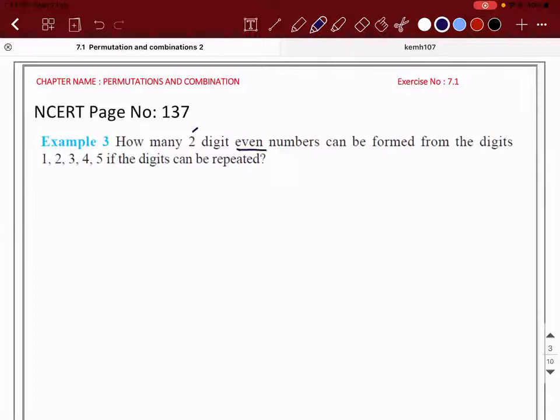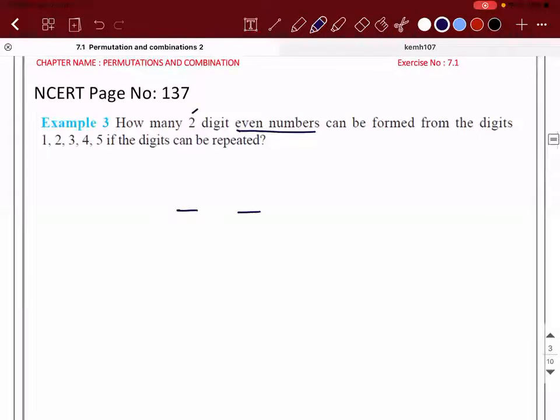How many 2-digit even numbers can be formed from the digits 1, 2, 3, 4, 5 if the digits can be repeated? So how much is the requirement? You need a 2-digit number, so 2 blank spaces. And those numbers should be even numbers. And what are the digits given to us? 1, 2, 3, 4, 5. So if it has to be an even number, how many possibilities are there for the ones place to be filled with? 2 and 4. So there are 2 ways to complete this.